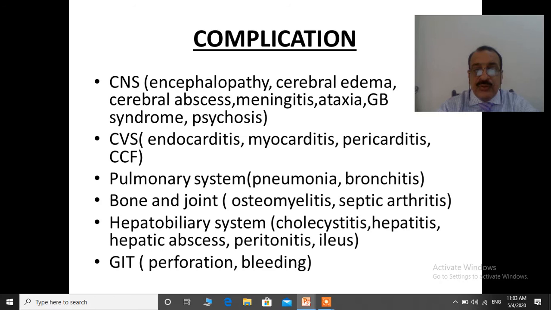Now, the cardiovascular complications are endocarditis, myocarditis, pericarditis, and congestive cardiac failure resulting from myocarditis. Then we have certain pulmonary complications like pneumonia, bronchitis. Bones and joints may be affected, and a patient can have osteomyelitis, septic arthritis. In the hepatobiliary system, there may be cholecystitis, hepatitis, and hepatic abscess or peritonitis.